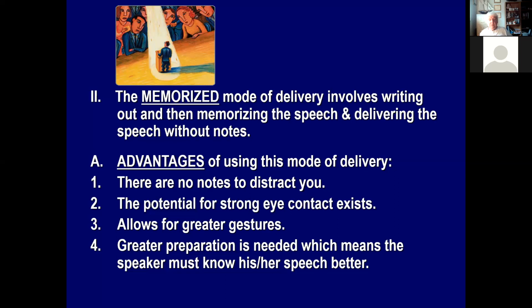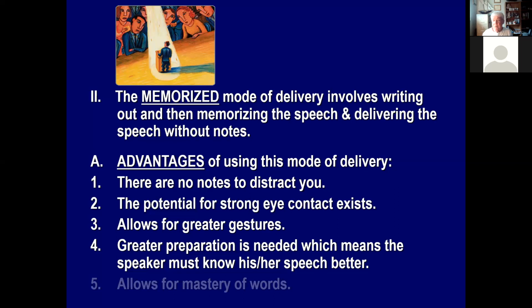The memorized mode of delivery is very powerful. You know why? You have to have it well memorized. After writing it, thinking about it, writing it out, then you have to memorize it. Man, you're going to know your stuff forward and backwards because you spent so much time in its development.